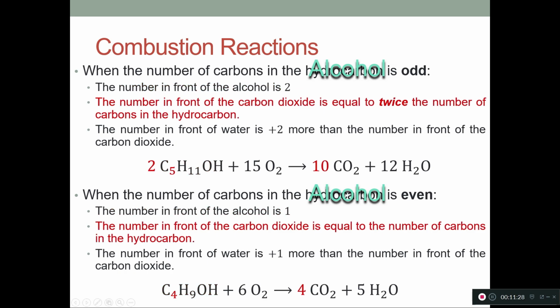When the number of carbons is odd, the number in front of the carbon dioxide is equal to twice the number of carbons in the hydrocarbon, and when it is even, the number in front of the carbon dioxide is equal to the number of carbons in the hydrocarbon. So this is just flipped from what we had for the regular hydrocarbons. And when the number of carbons in the hydrocarbon is odd, the number in front of water is plus 2 more than the number in front of carbon dioxide. And when the number of carbons is even, the number in front of water is plus 1 more than the number in front of carbon dioxide.